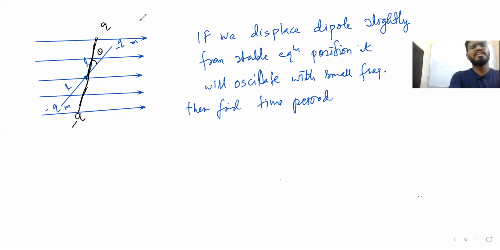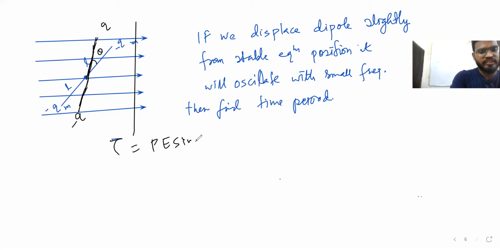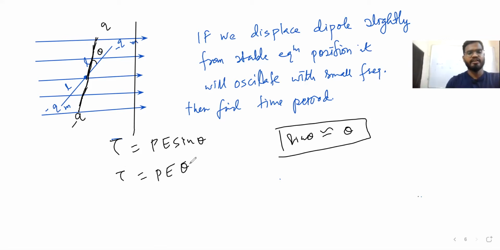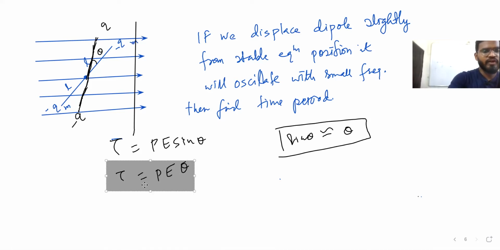So first, we know torque is going to be PE sine theta, for a small angle, right? Torque is equal to PE sine theta. As theta is too small, sine theta is approximately equal to theta. So we can write torque is equal to PE theta. So we found torque.